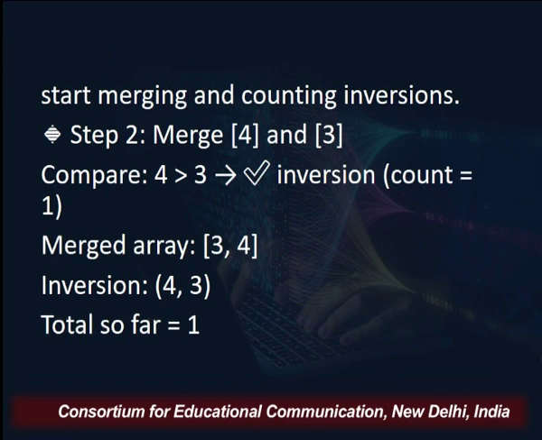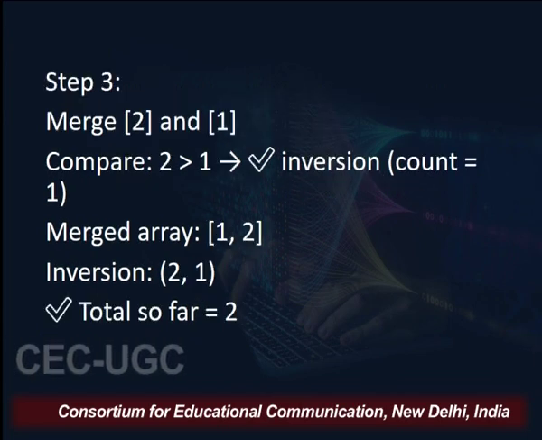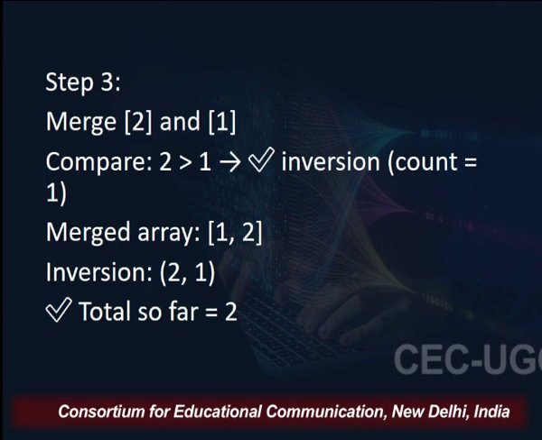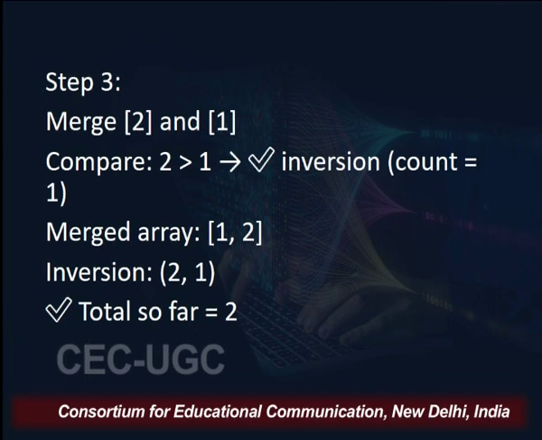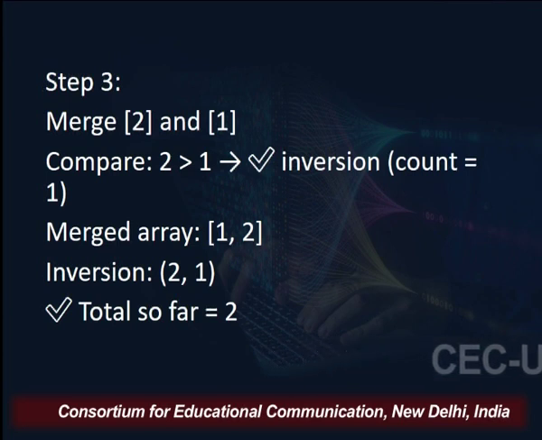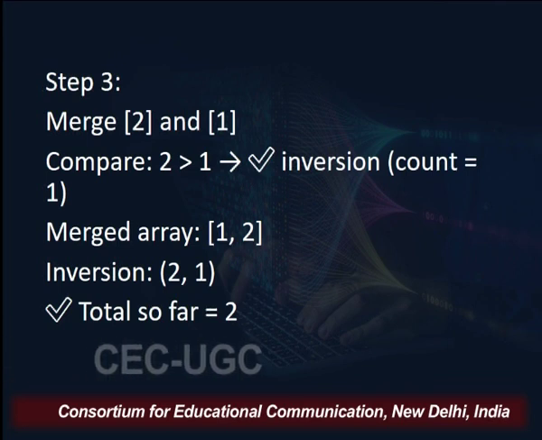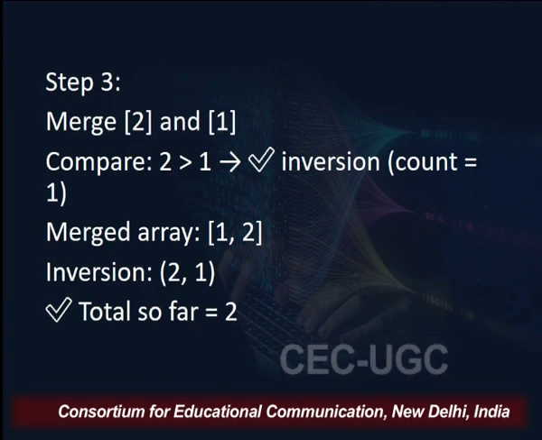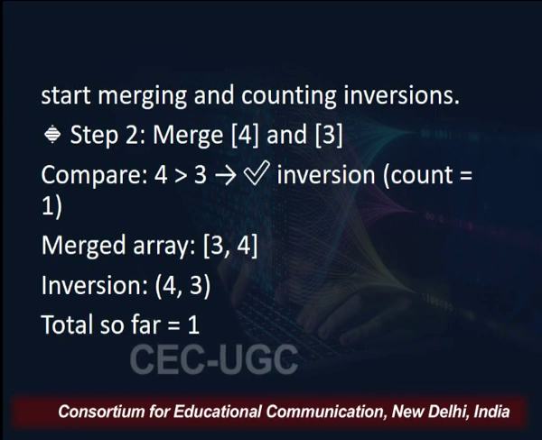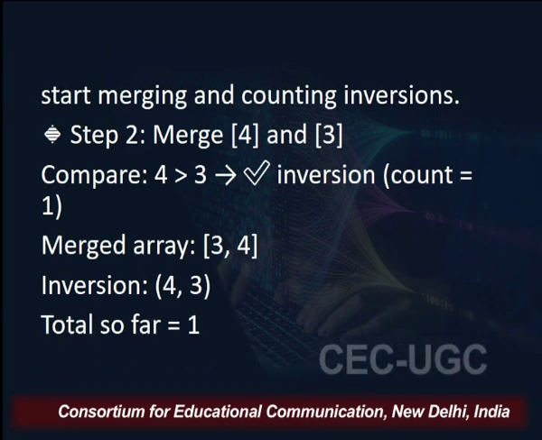Coming to the next step, which is merging of 2 and 1. The similar situation arises here also. We need to compare 2 and 1. 2 is greater than 1, available on the left side of 1. So, that means it is contributing to an inversion. Count is equal to 1. Merged array which is being returned is 1 comma 2, but the inversion was 2 comma 1. Total inversion so far is 2, one from this particular step and one from the merging of 4 and 3.